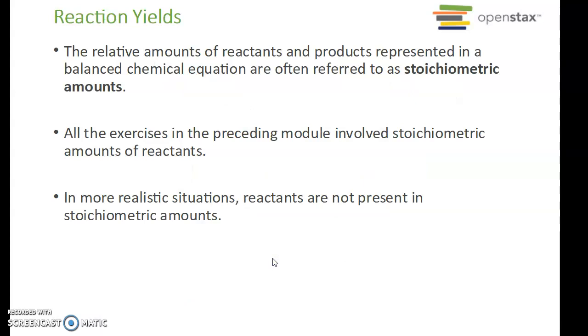Now let's talk about reaction yields. The relative amount of reactants and products represented in a balanced chemical equation are often referred to as stoichiometric amounts, of course, because it's a stoichiometric equation. All the exercises that we talked about already involve stoichiometric amounts of reactants. In more realistic situations, reactants are not present in stoichiometric amounts.